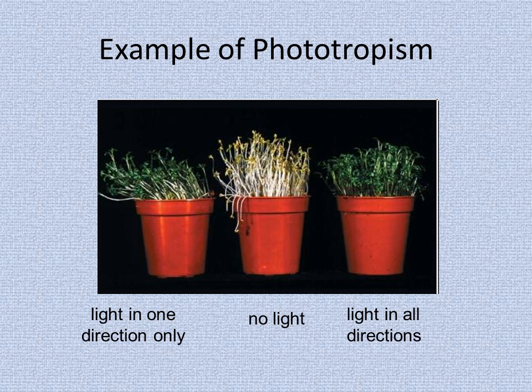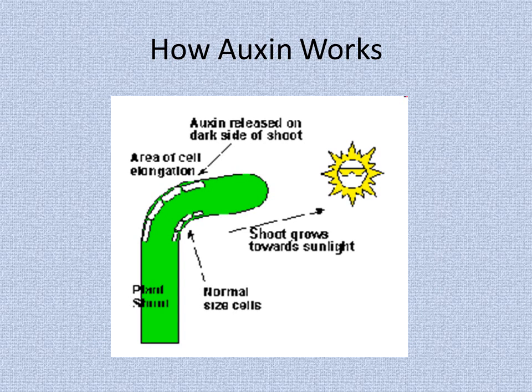Now, what happens, auxin is a compound, it's a plant hormone that is released that stimulates growth, and it is released on the dark side of a plant, so it makes that side grow longer, and so the shoot grows towards the light.